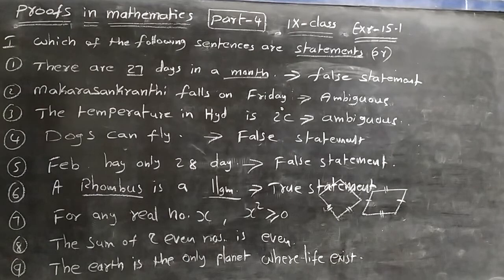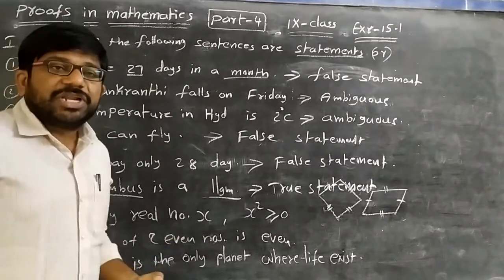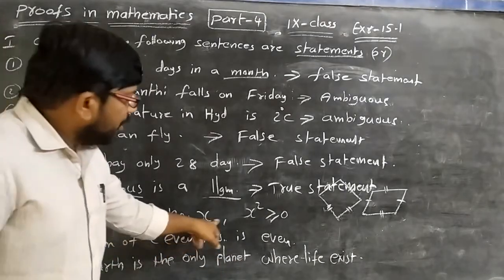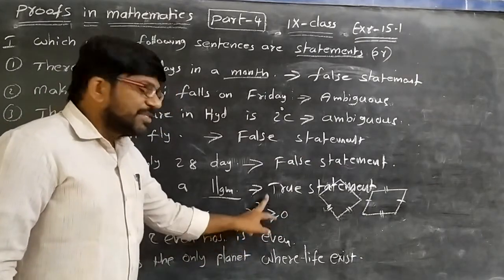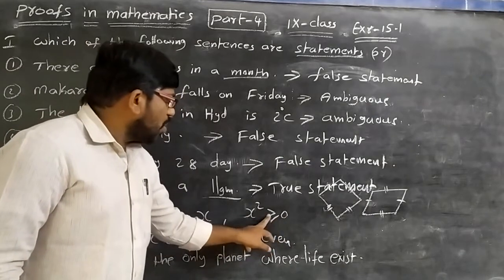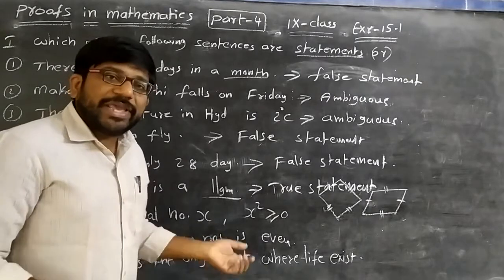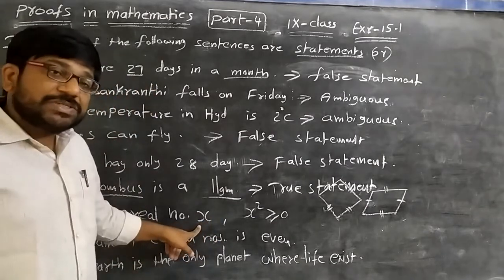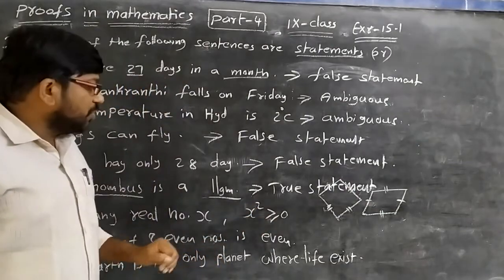Okay. Next, seventh one. For any real number x, real numbers means all rational numbers and irrational numbers. For any real number x, x square is greater than or equal to 0. It means the value of x square is always 0 or positive. It is not negative, right? So when we square a number, we get a positive number. Take any number, plus 1 or minus 1, but x square is greater than or equal to 0.